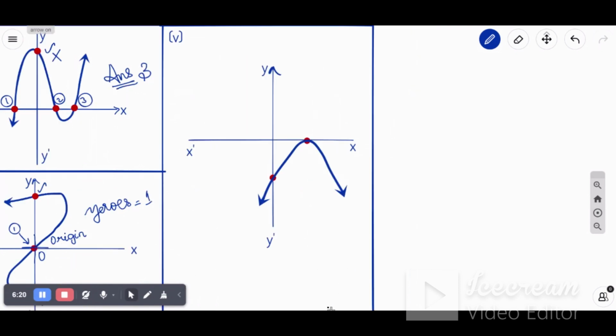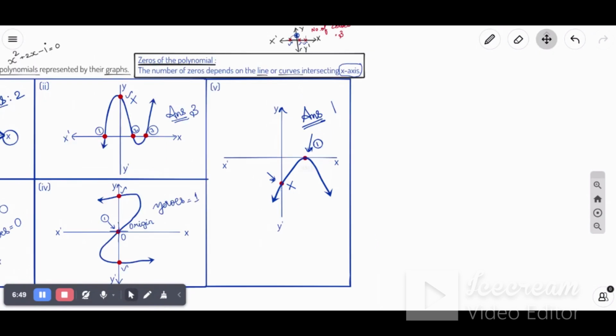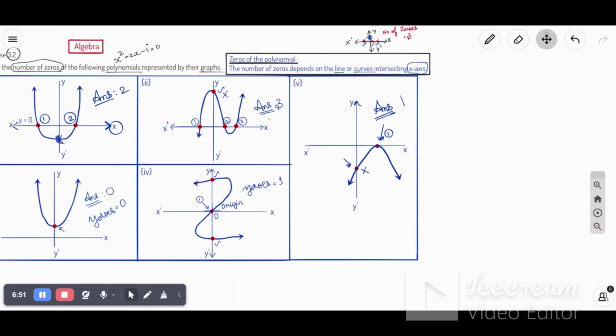Let us move on to the next part of this question. In this, it is intersecting at 1 point only on the x-axis. We have 2 points: it intersects the y-axis at 1 point and the x-axis also at 1 point. So the answer is that the number of zeros is 1, because on the x-axis it is intersecting at 1 point. This other point is not included because it is on the y-axis. Hope you understood this question. Just consider only the points where it intersects the x-axis alone.